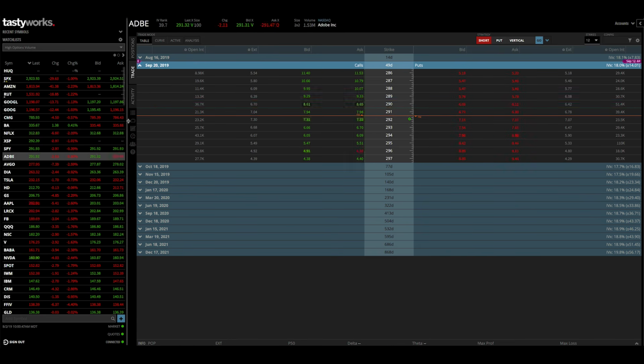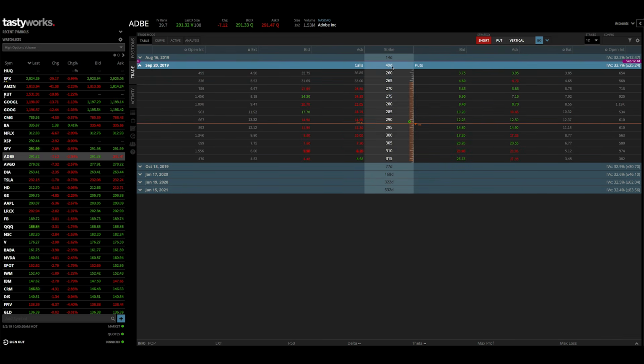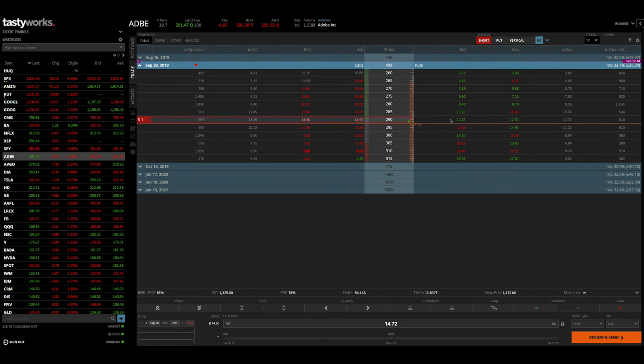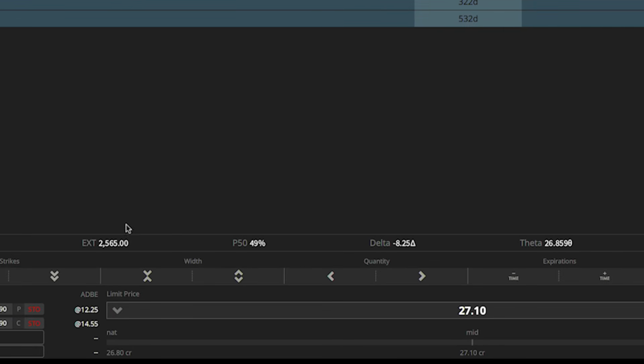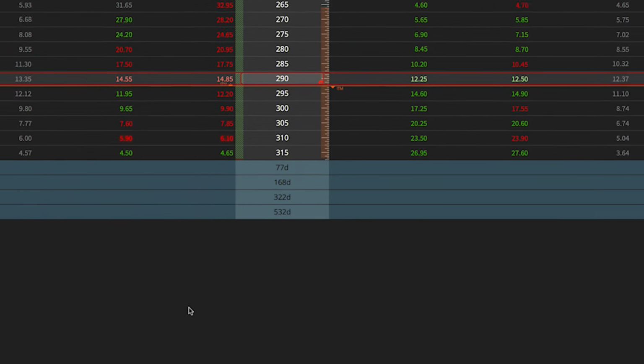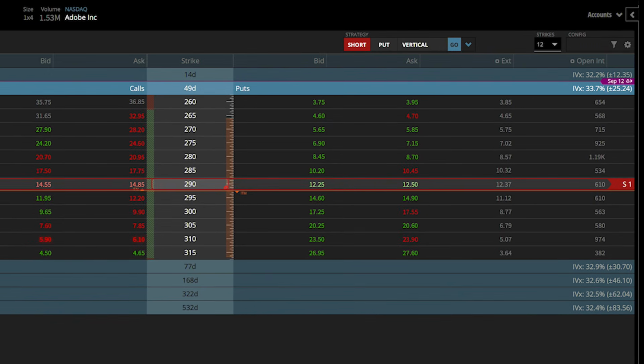So if I go to Adobe, open up the September options with 49 days to expiration, and I queue up the 290 short straddle, we can see that this straddle is trading for $27, and the extrinsic value that exists in this particular straddle is $2,572. And with the increase in extrinsic value compared to SPY, we would expect Adobe to be trading with higher levels of implied volatility. If we look to the top right here, we can see that Adobe in the September expiration cycle, these options are giving us an implied volatility of 33.7%.